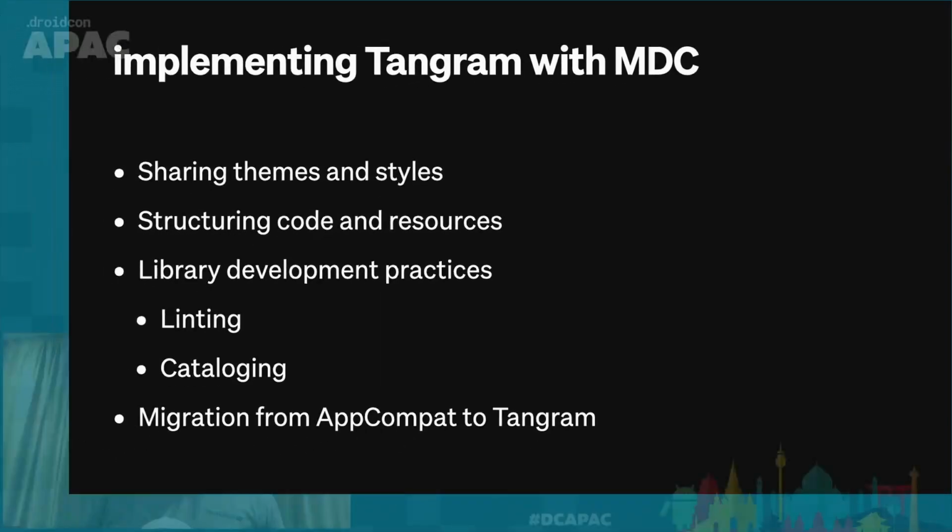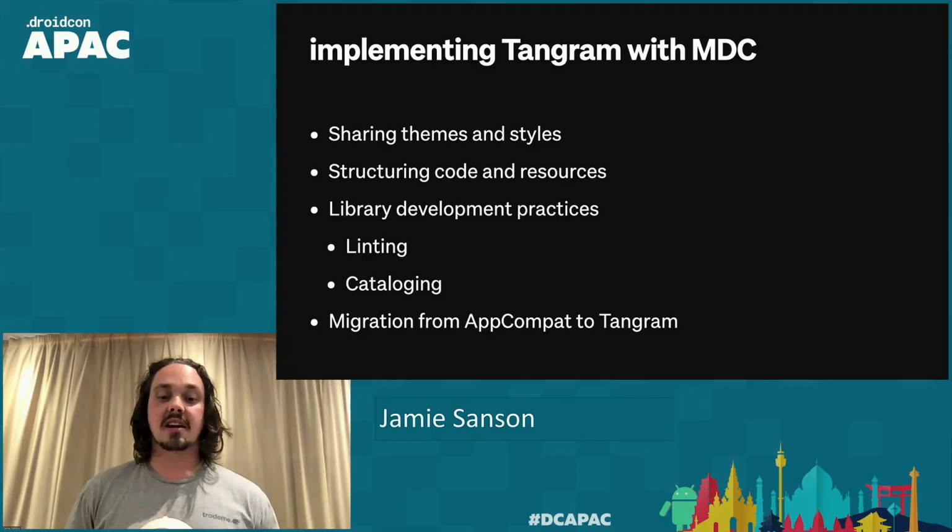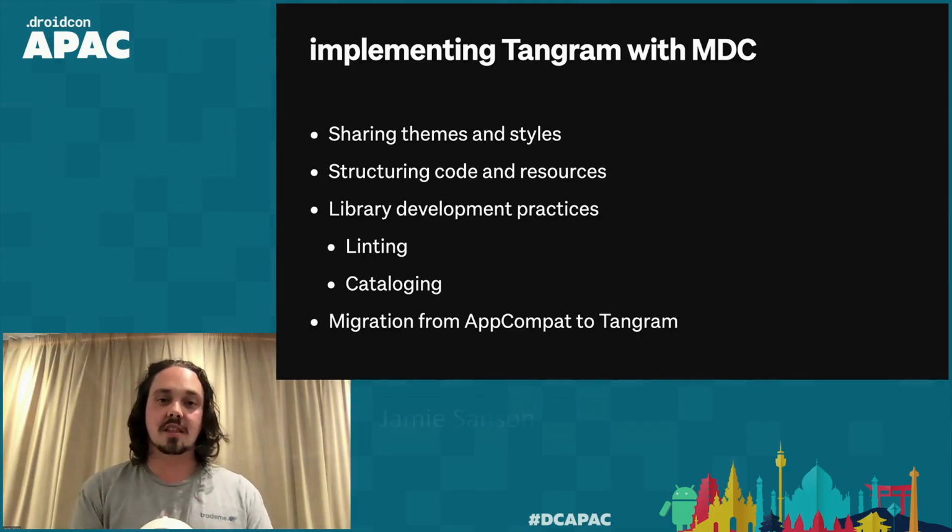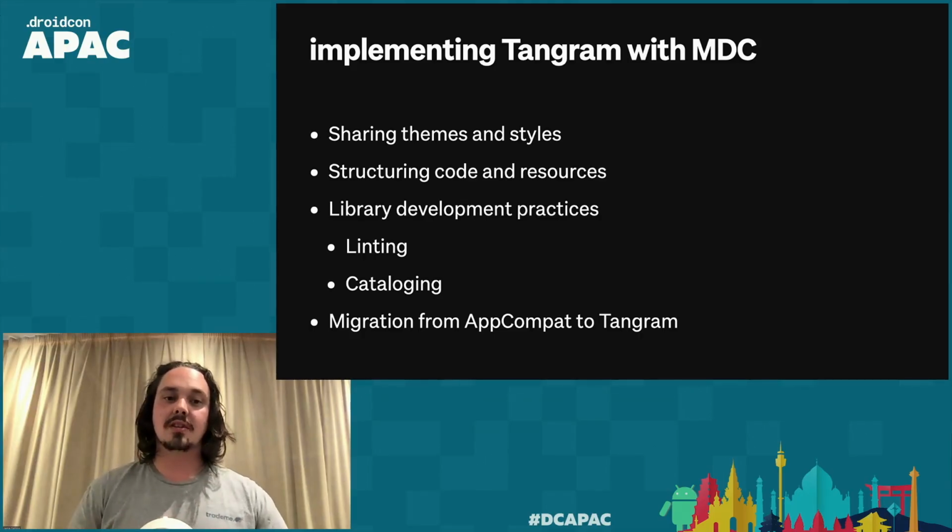So we knew MDC was what we wanted to base Tangram off. We knew we needed a library, and we had a few things to figure out before we could make use of it. We needed to figure out how we share themes and styles, how we structure our code and resources, how we do our library development practices, including things like linting and cataloging of all the custom components that we build. And finally, we need to think about migrating, and how we migrate from the old app-compat way of doing things to making use of Tangram.